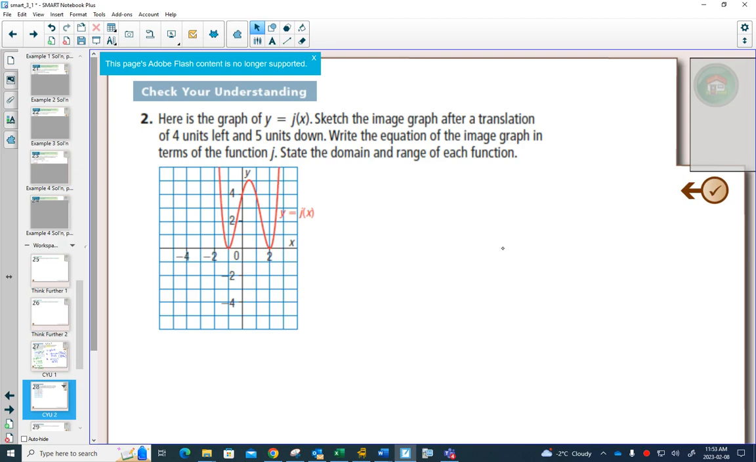Example 2, we have j of x. Now we're translating it 4 units left and 5 units down. We want to write the equation again and state the domain and range. So I'm going to look at these 3 points. They seem like important points.